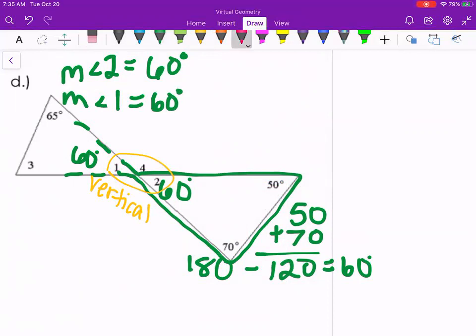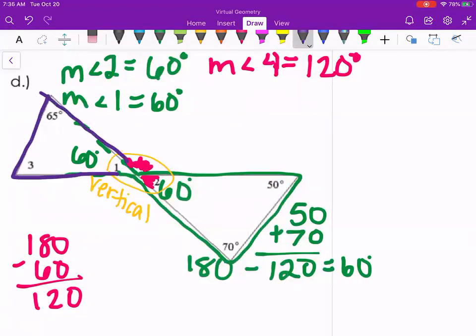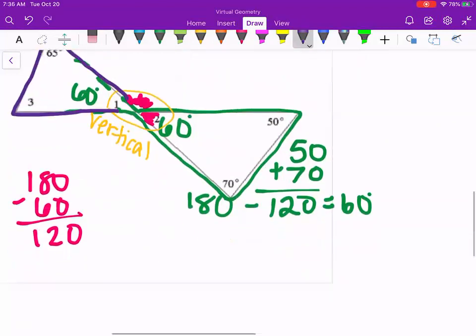Now, one thing I notice, angles 2 and 4 are linear pairs, so they have to add up to 180. So 180 minus 60 gives me 120. So right now I know angle 4 as well. And now we can get our last one, angle 3. Inside this second triangle, I now have 65 and 60. So we can do exactly what we did in our previous examples, add the 2 up.